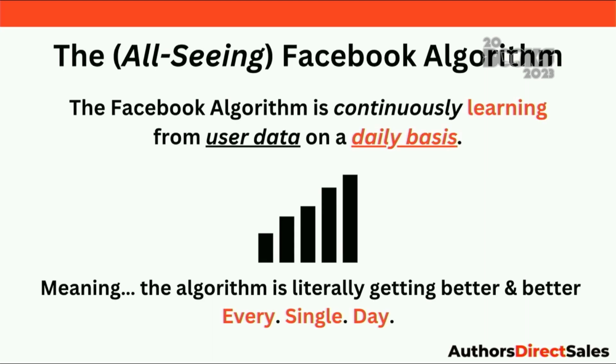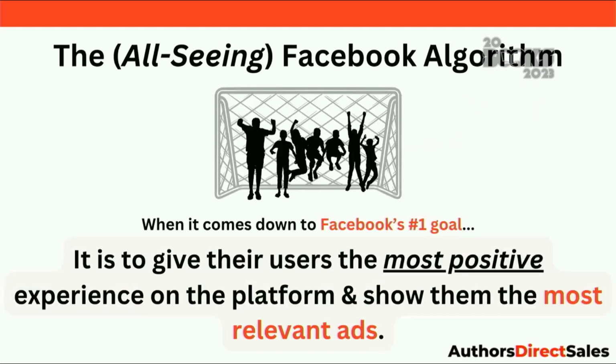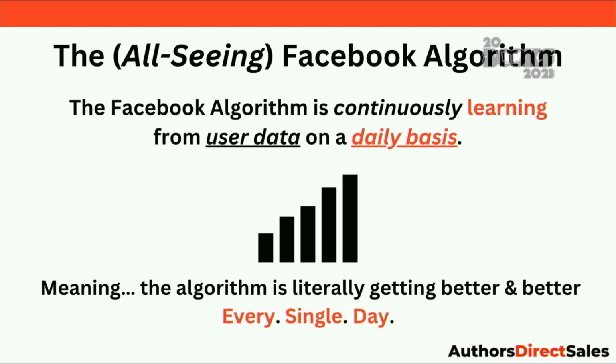Now, getting into leveraging the Facebook algorithm. So with the all-seeing Facebook algorithm, this is continuously learning every single day. It's getting better every single day. It's learning off of all of our user data. So all of us probably are on Facebook and Instagram. We all have a phone in our pocket, and they have been tracking us in terms of all of our data over years. They know more about us than we do, honestly, about ourselves. They know everything about us.